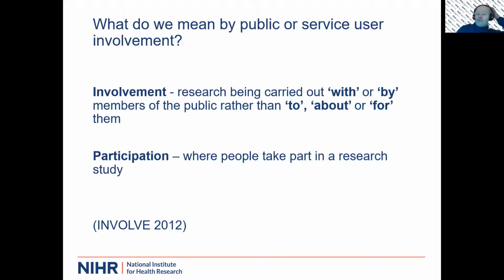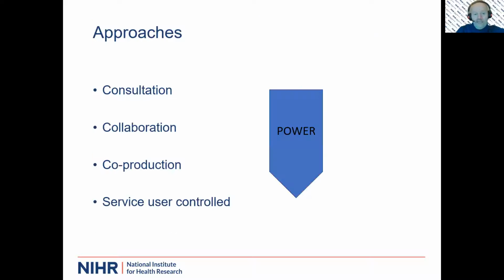So what do we mean by patient public involvement? Well, quite simply, it's research that's being carried out with or by members of the public rather than to, about or for them. So this would be, for example, members of the public sitting on steering committees, helping researchers to design research instruments, and indeed perhaps involved in actually developing research proposals. So no data is being collected from them. That's distinct from participation, where people actually take part in research studies. This is where members of the public will fill in a questionnaire, or you might interview them, do a focus group with them, etc. And so, of course, we're talking about involvement here.